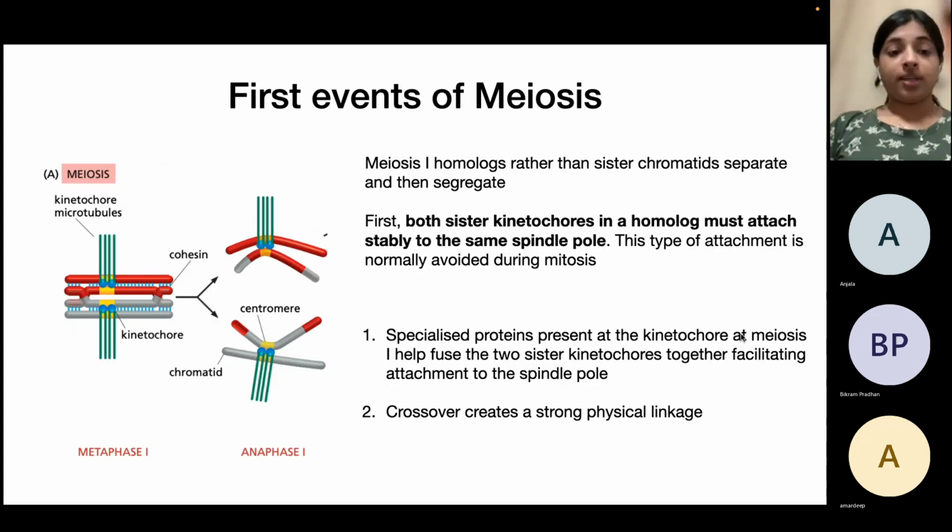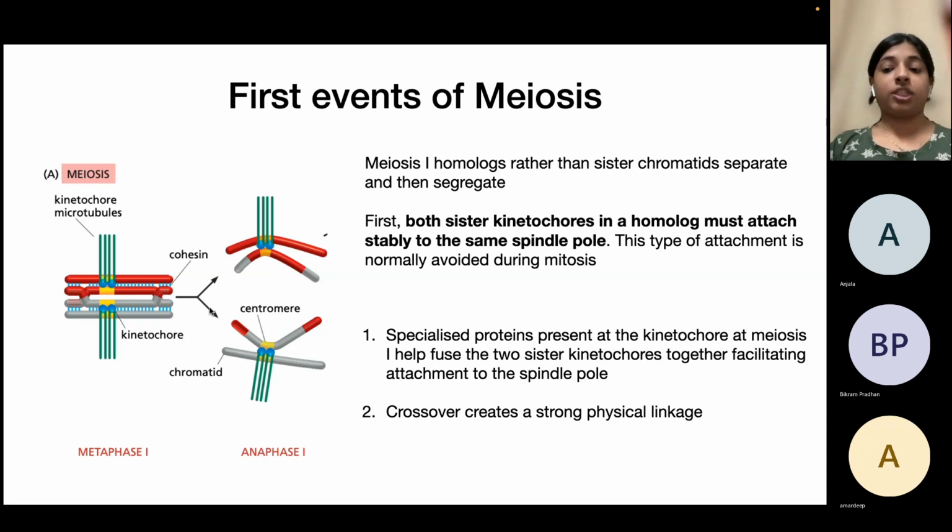So after this is the actual separation of the two homologs into two different daughter cells. This happens in meiosis 1. So in this, what happens is both the sister kinetochores have to attach to the same spindle pole. And this is what has been avoided, and we've studied how the cell ensures that this does not happen in mitosis, and how there are so many checkpoints and proteins playing a role in not allowing this to happen. But in meiosis, in fact, this is the very same event that happens.